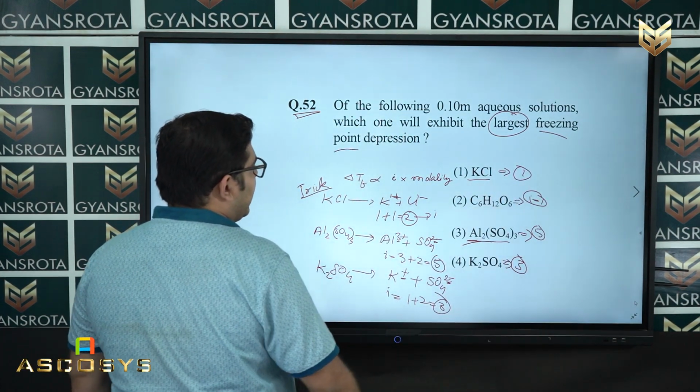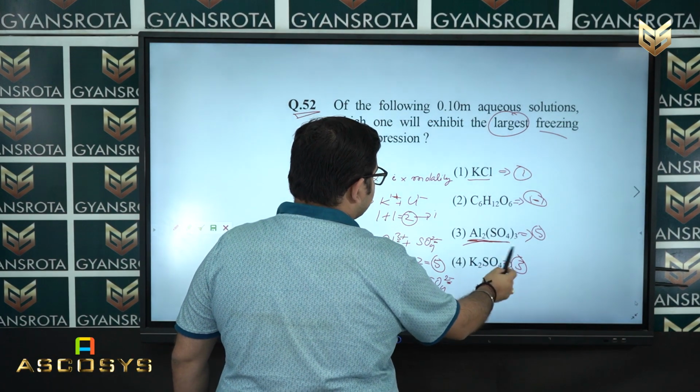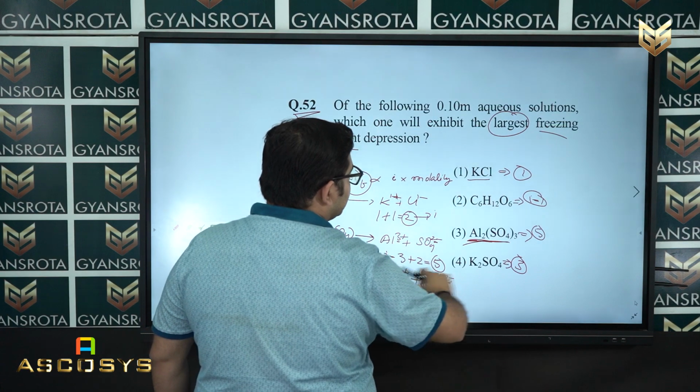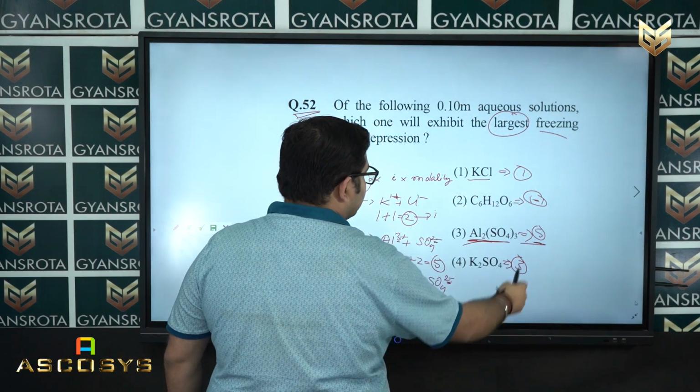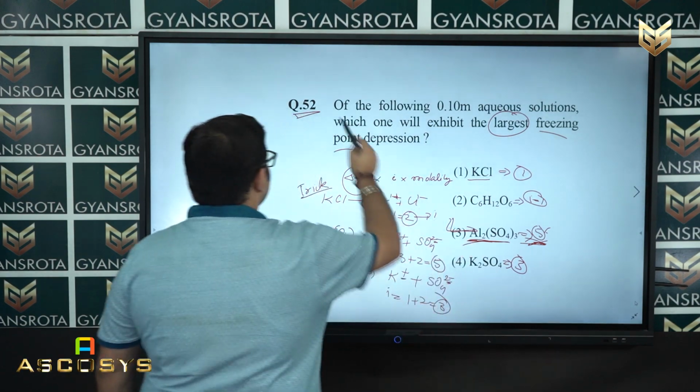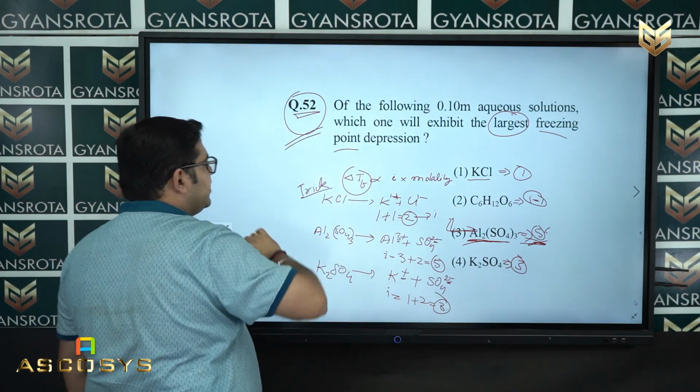Now, if you see who has the highest Van 't Hoff factor, that one has the largest freezing point depression. So, for this, the Van 't Hoff factor i is the most, that is 5. So, option number 3 is the correct answer of your question number 52.